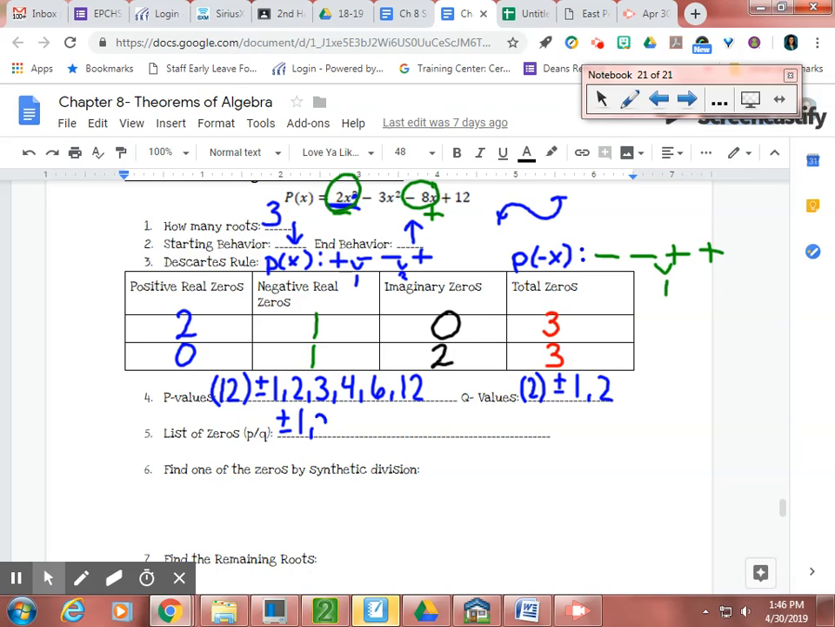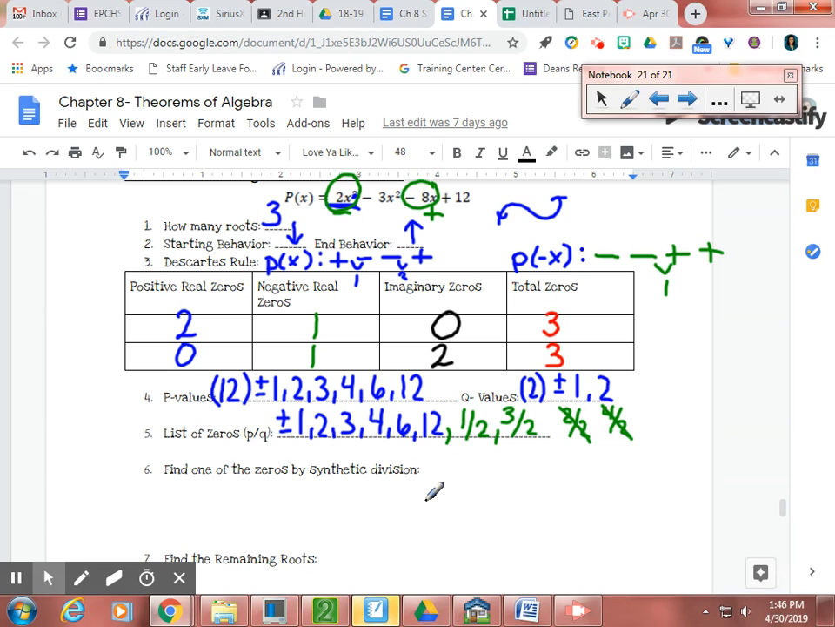So p over q is 1, 2, 3, 4, 6, and 12. And now we're going to divide them all by 2. So we would have 1 half, 2 halves, 3 halves, 4 halves, 6 halves, and 12 halves. All the other halves are going to cancel out. So if you had 2 over 2, that's 1. If you had 4 over 2, that's 2. Those are already there. So we can use any one of those to do synthetic division with.